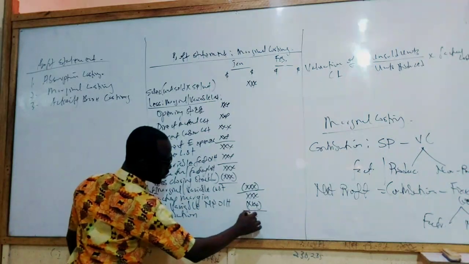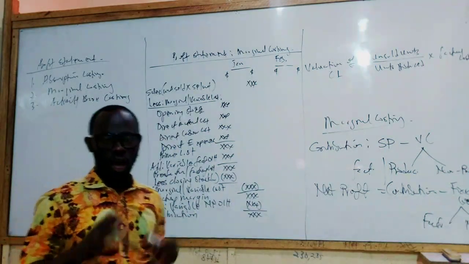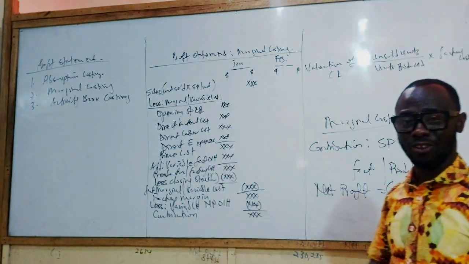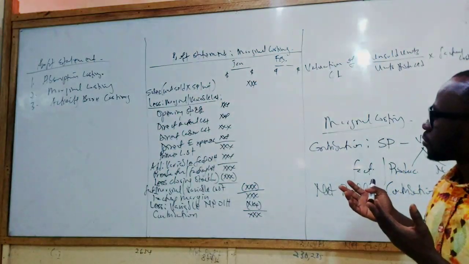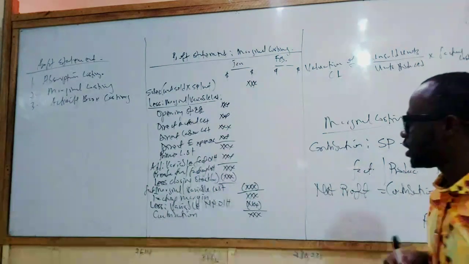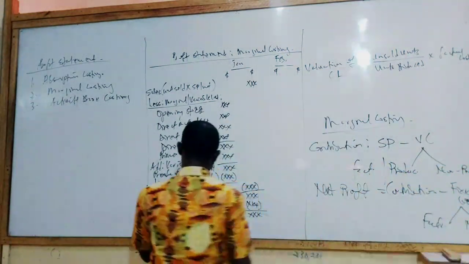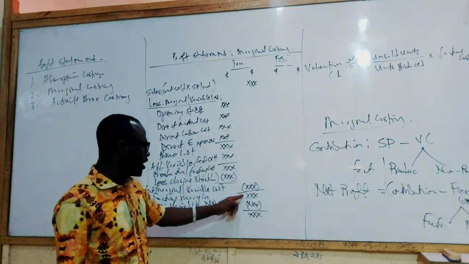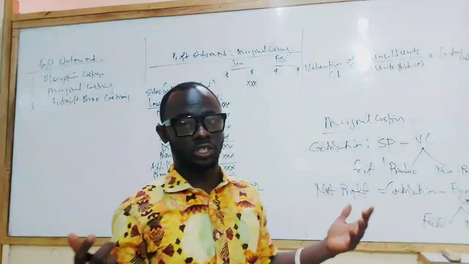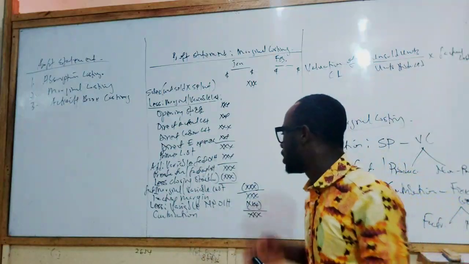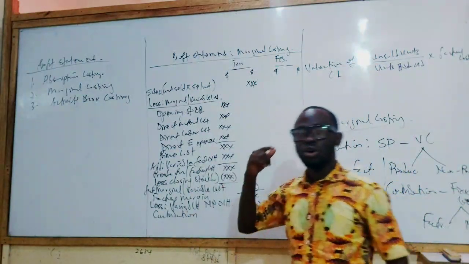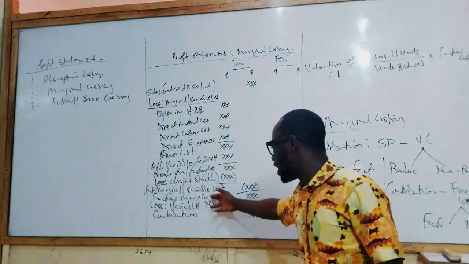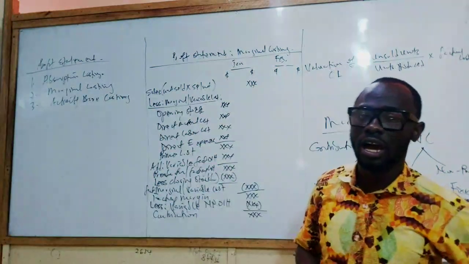Then we can now get the contribution. I hope you've got it so far. So that is the first part of our work. Now, if in the question there is no variable non-production overheads, then certainly the factory margin becomes what? The contribution. So in the question, if there is no variable non-production overheads, the factory margin will become what?